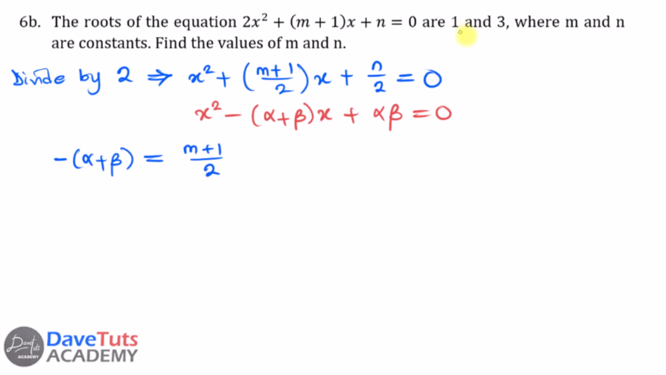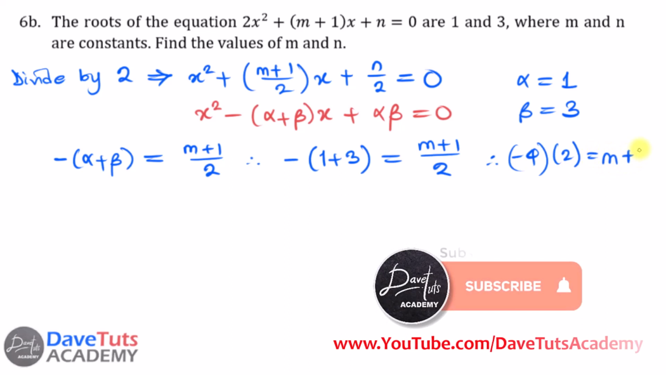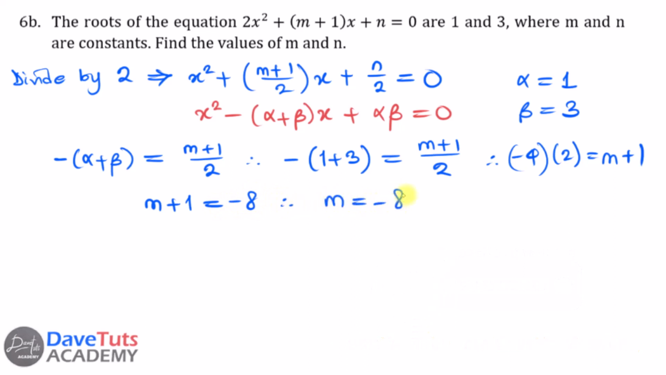And what is my alpha and beta? They are 1 and 3. In short, let me say alpha is 1 and beta is 3. So from here, minus (1 plus 3) is equal to (m plus 1) over 2. So 1 plus 3 is 4, minus 4 times 2. So I have minus 4 multiplied by 2 is m plus 1, so m plus 1 is equal to minus 8, and then m will be minus 8 minus 1, which will be minus 9, okay?